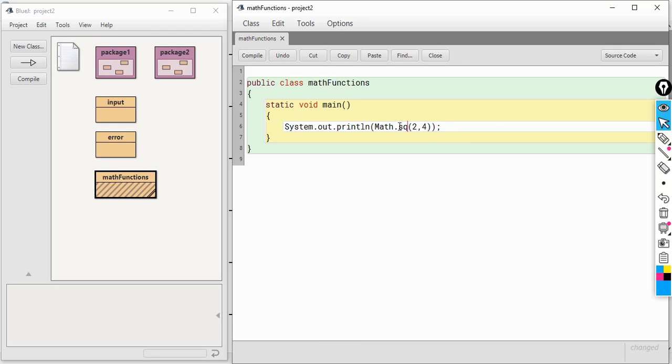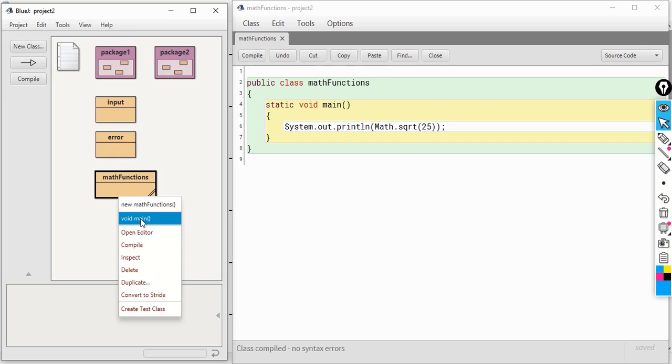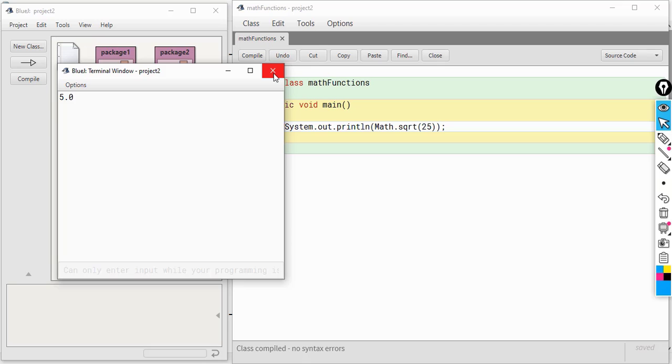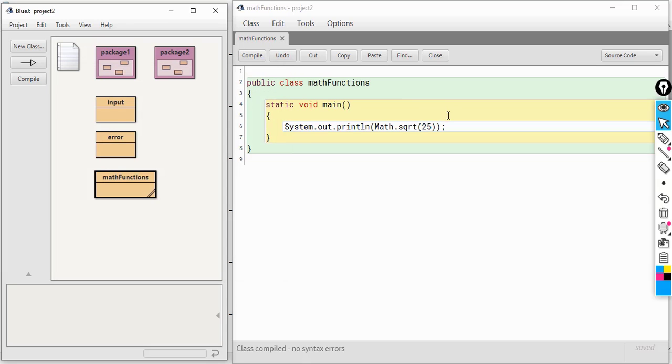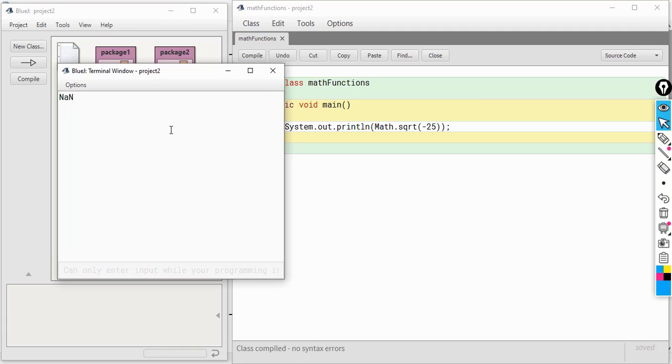Then let us look at SQRT. SQRT takes only a single parameter. So let's give 25 here and look at the answer. The answer should be 5.0. So it is okay. Now let's try a negative number, minus 25. You can see it's giving me not a number. So you cannot find the square root of a negative number.